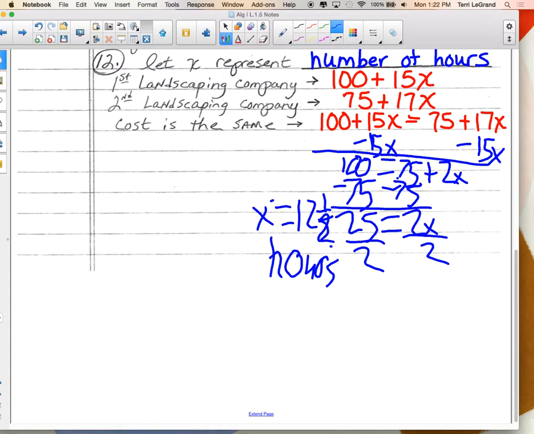If they bid it and say it's going to take 12 and a half hours, does it matter which company you go with? No, the cost is the same. Did you have to find that cost, or did you just have to find the number of hours? Number of hours. So now you know how to do that problem, right? Questions? Okay, homework time.